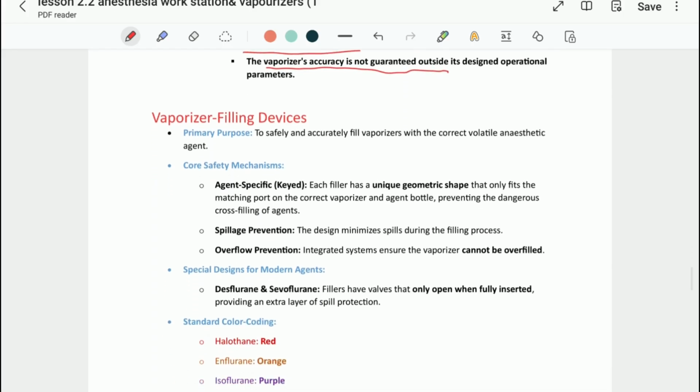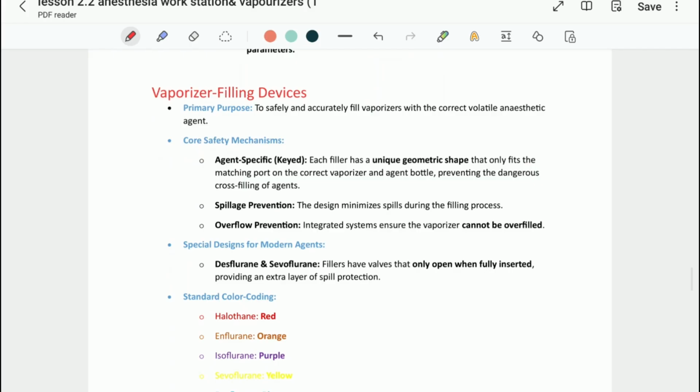The vaporizer filling devices are used to safely and accurately fill vaporizers with the correct volatile agent. They have some core safety mechanisms to ensure that the correct agent is used for the correct vaporizer. For example, they have agent specific keyed openings. Each filler has a unique geometric shape that only fits the matching port on the correct vaporizer and agent bottle, preventing dangerous cross-filling of the agent.